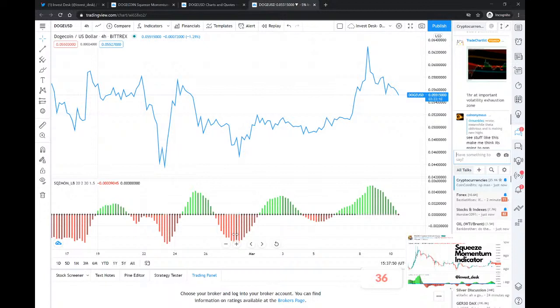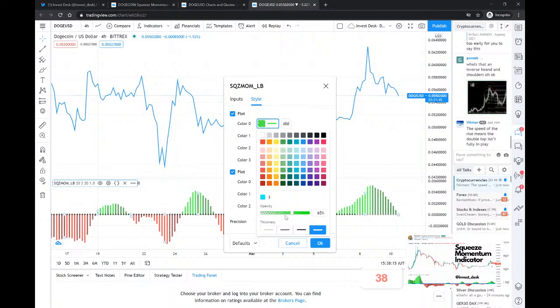I'm going to simply click twice on the bottom here on this indicator, and this will bring up a small screen where I can change colors. I'm going to change the opacity to 100% for all of these. That's all I'm doing. I'll bring it back up again.